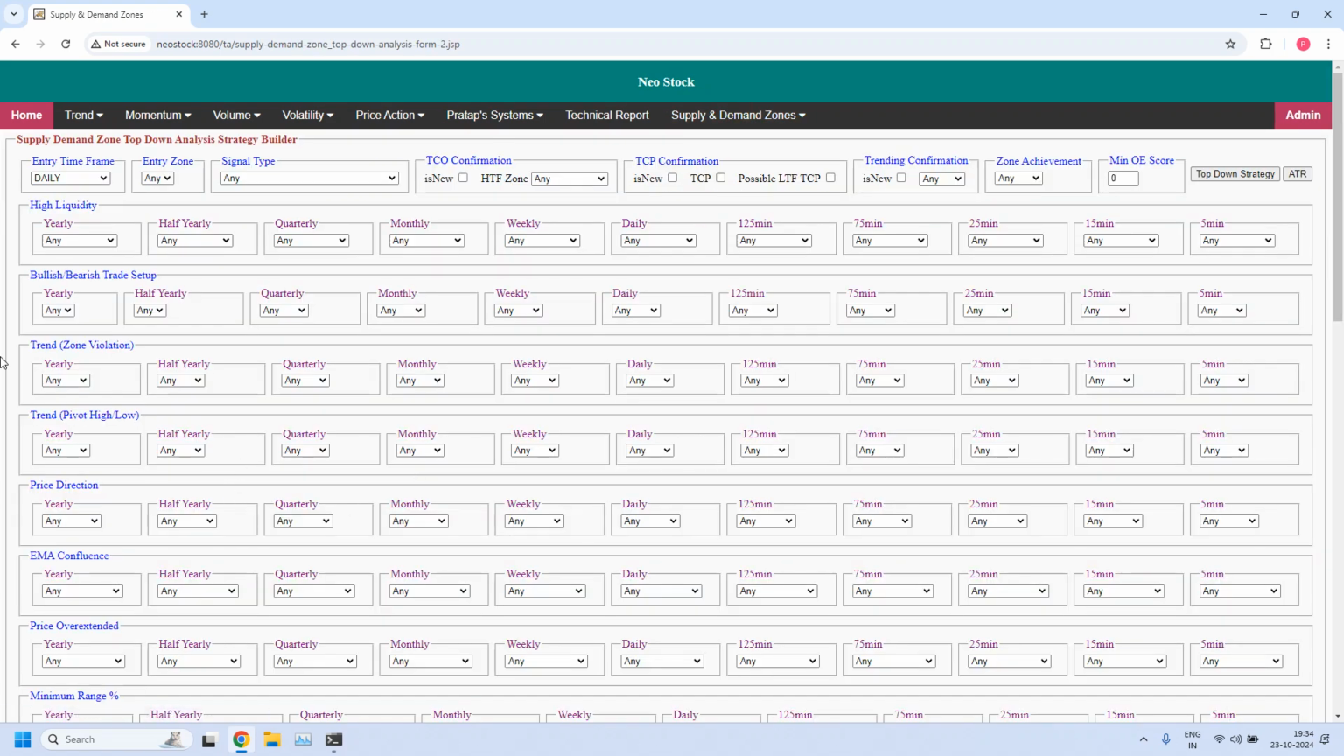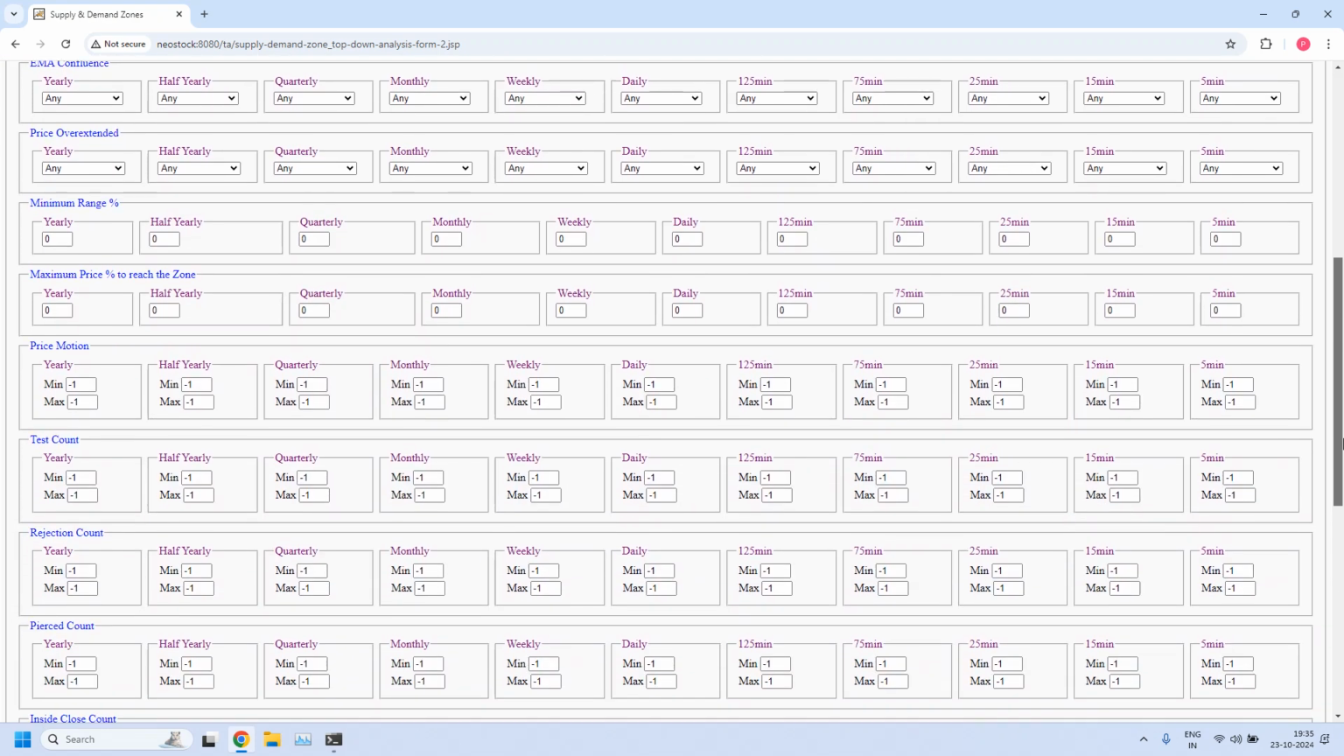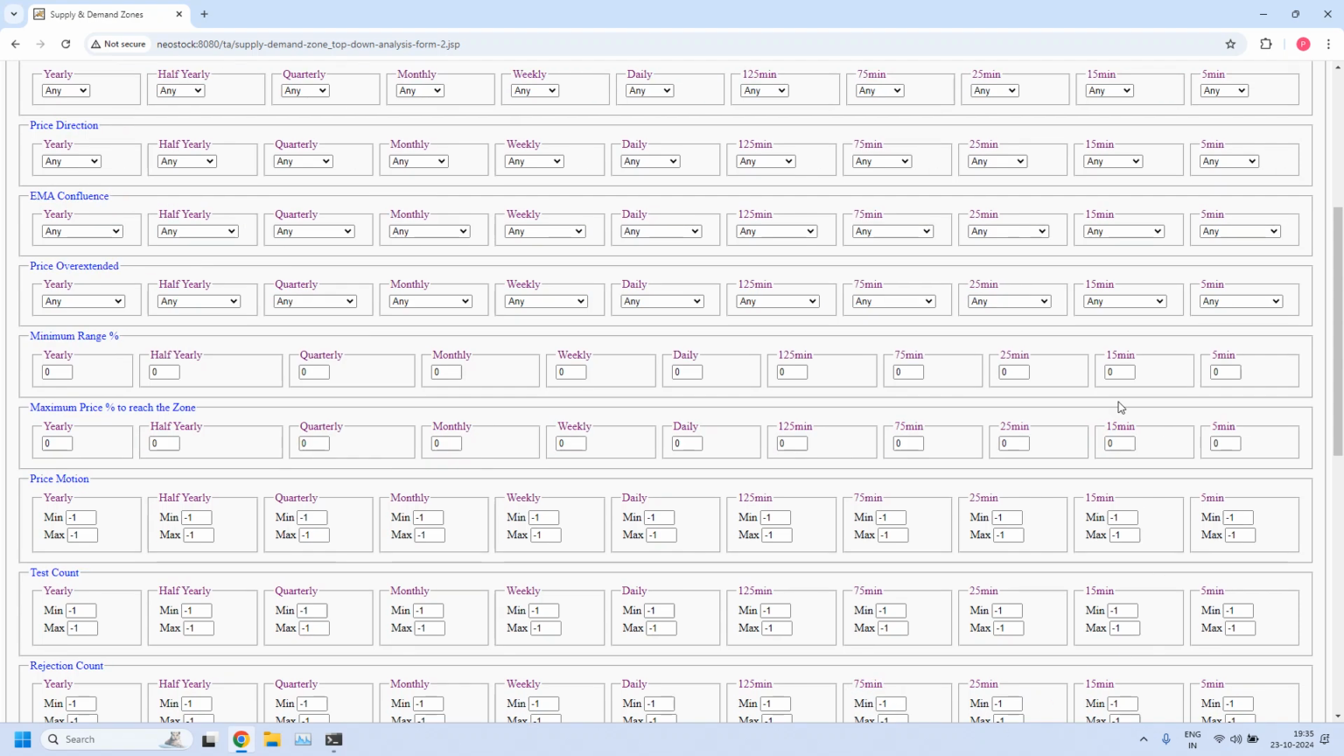Okay, the next report is about bullish trade setup for weekly income trade. That is entry time frame 75 minutes. Entry zone, demand zone, bullish trade setup. In bullish or bearish trade setup, at 75 minutes time frame, I am selecting bullish. The 75 minutes demand zone should not be pierced. So in the pierced count, at 75 minutes time frame, I am setting minimum value 0, maximum value 0.